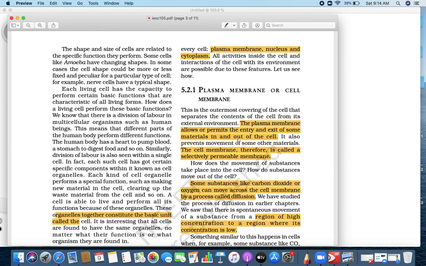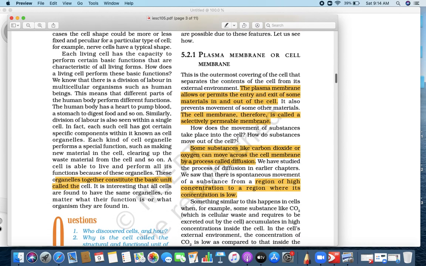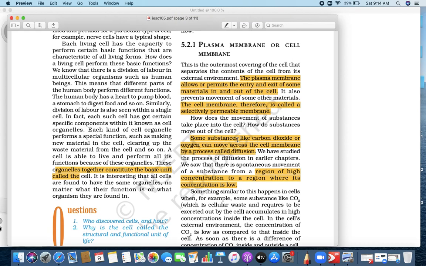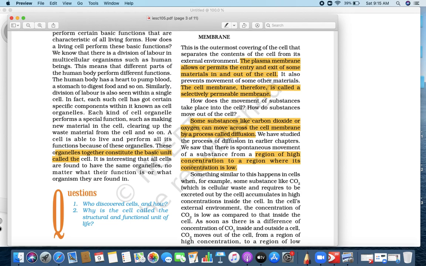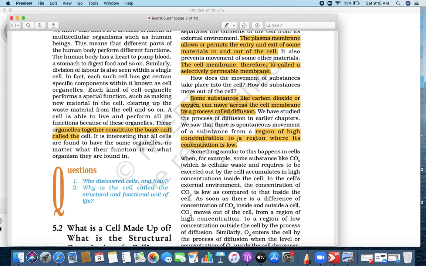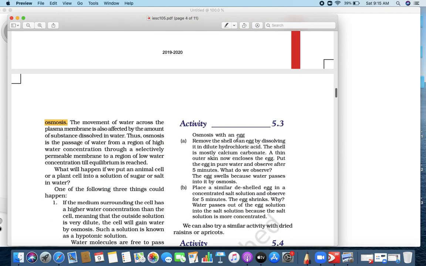A plasma membrane is a semi-permeable membrane, which means it permits the entry and exit of some materials only, not all. That's why it is called a selective permeable membrane. With this process, many gases get exchanged through diffusion, like carbon dioxide and oxygen. Then we saw that even liquids get exchanged, like water. That process we call osmosis.